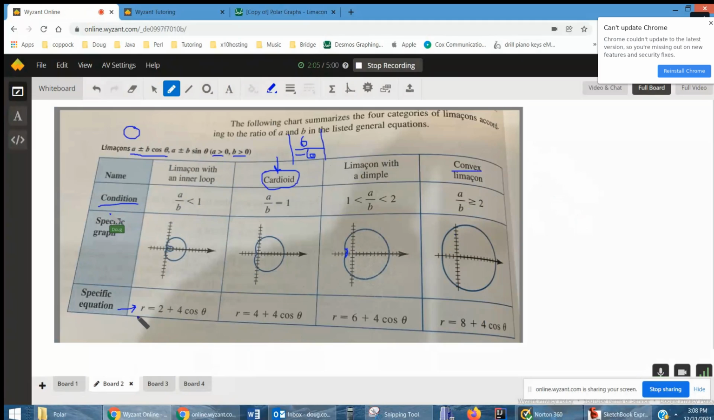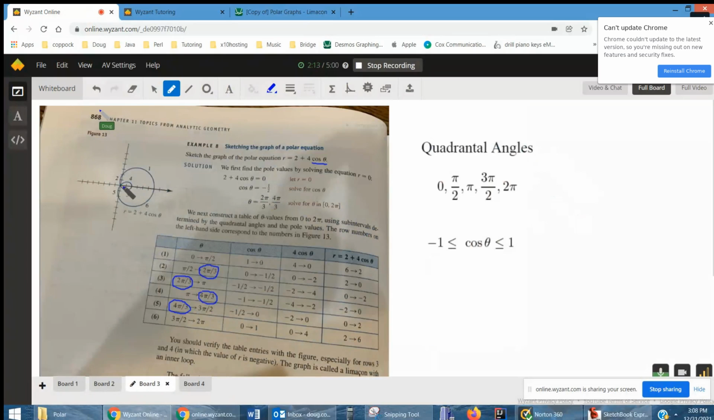On the next page, you're going to see a discussion of how to graph this one. So let's take a look at what that looks like. Here's what that limacon with an inner loop looks like. How do you determine how to sketch it? Well, it can be kind of painful to go through. But the first thing you want to do is figure out the values of theta that will return you to the pole, which is this point right here, the origin.